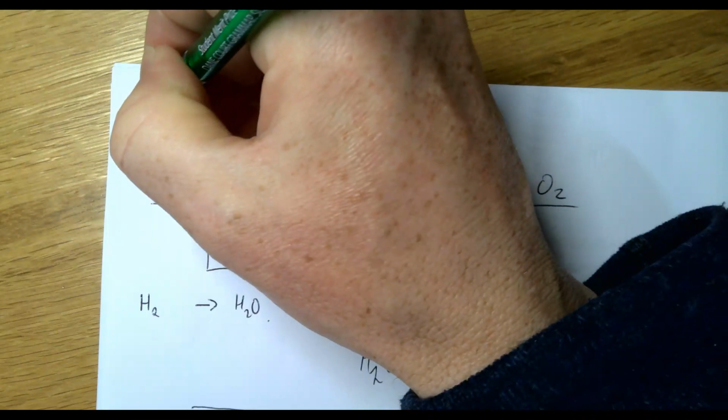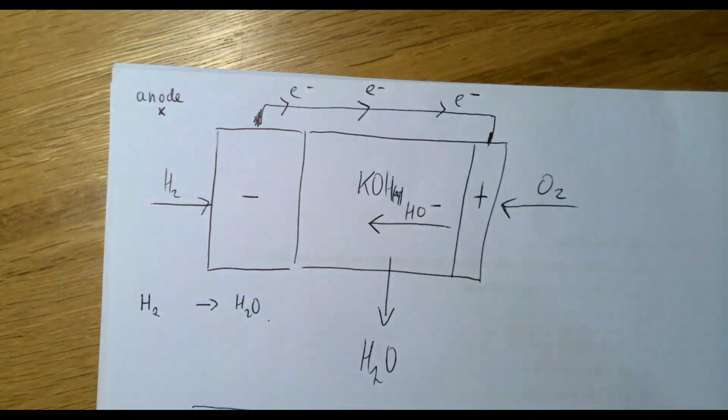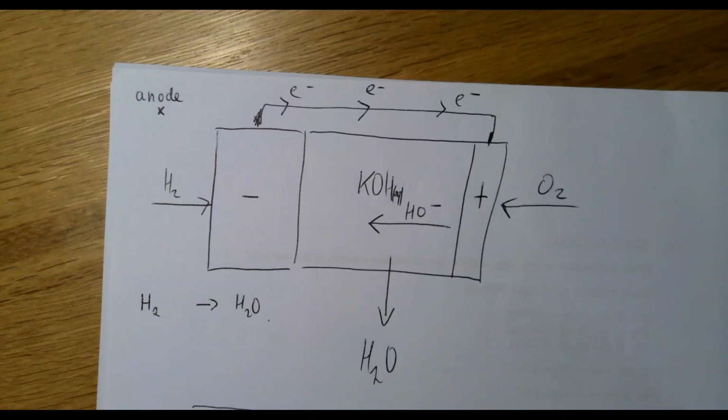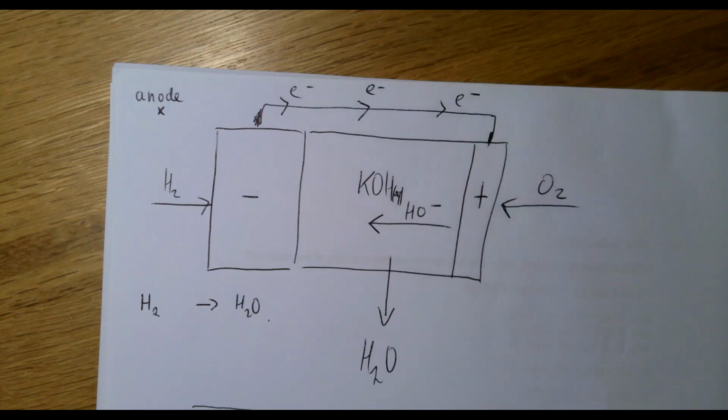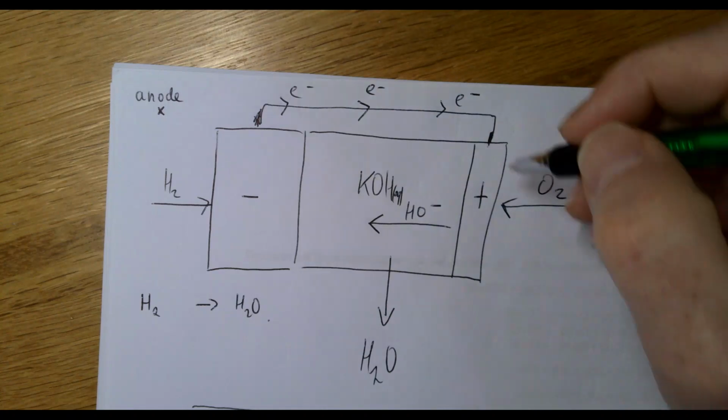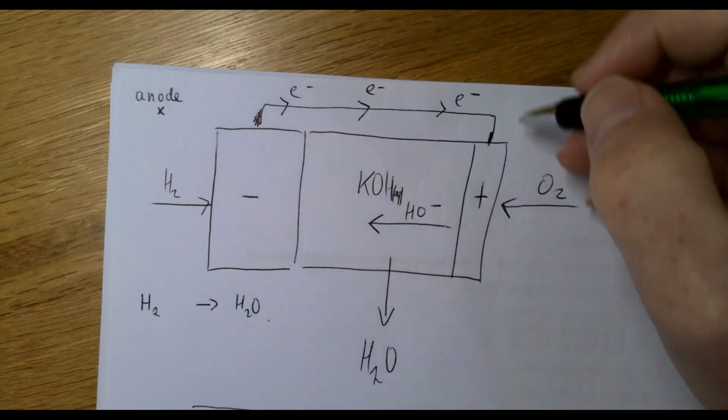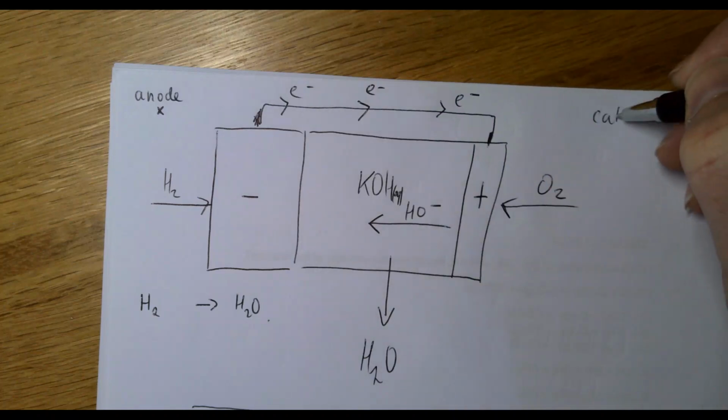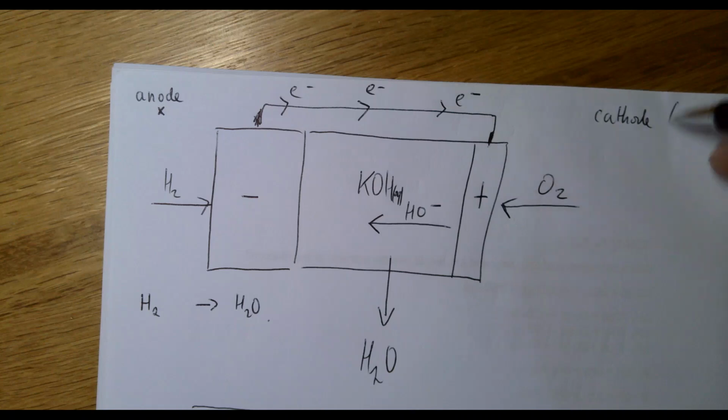Conveniently, the word anode has got an O right in the middle of it, which can remind us that at the anode oxidation always takes place. So that's the anode over there, and the positive electrode therefore must be the cathode, which in fuel cells is where reduction takes place. Okay.